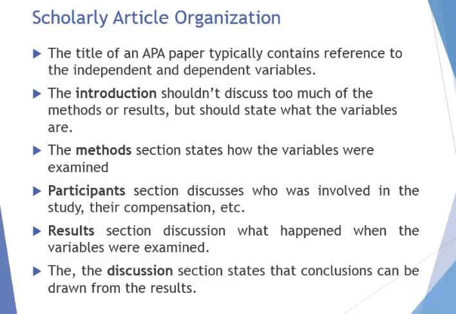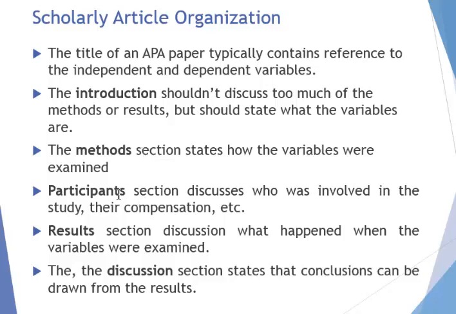Whatever it is, it should say a little bit more than that, but it should basically just explain what the purpose, what the result, what the problem was to begin with, and what the hypothesis was. Then you have the method section. How were the variables examined? How did we set up the experiment in the first place?